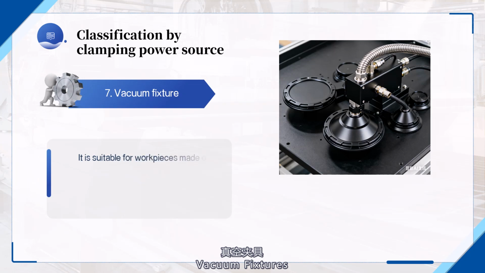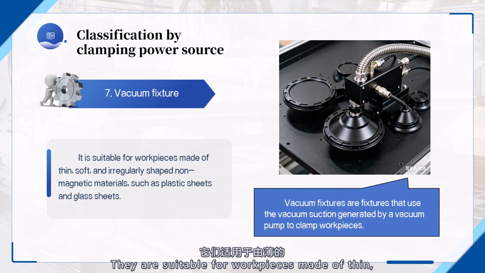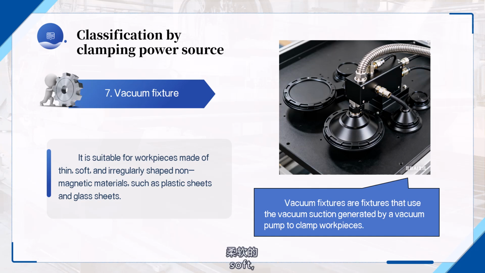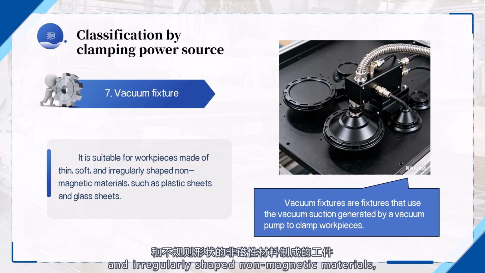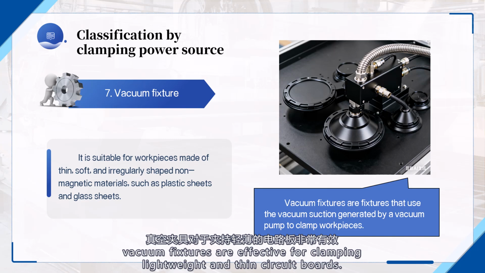Vacuum fixtures. Vacuum fixtures use the vacuum suction generated by a vacuum pump to clamp workpieces. They are suitable for workpieces made of thin, soft, and irregularly shaped non-magnetic materials, such as plastic sheets and glass panels. In the processing of electronic components, vacuum fixtures are effective for clamping lightweight and thin circuit boards.